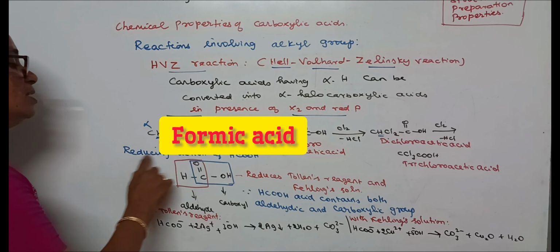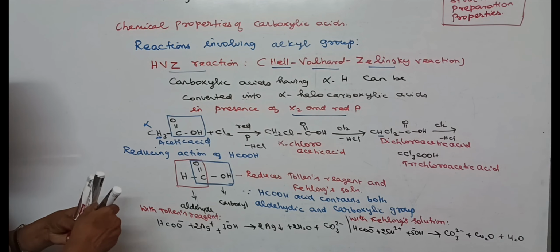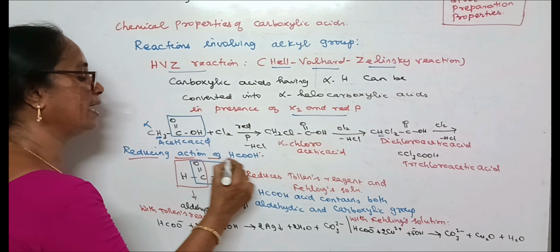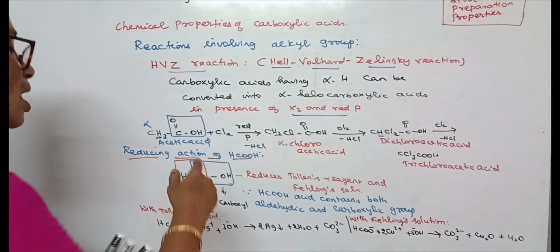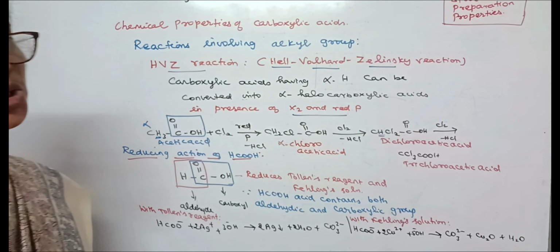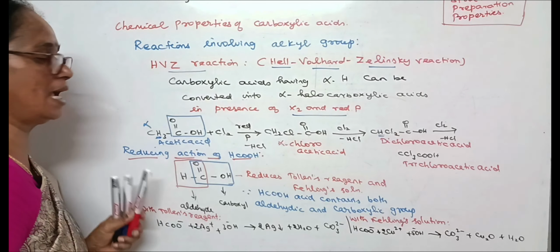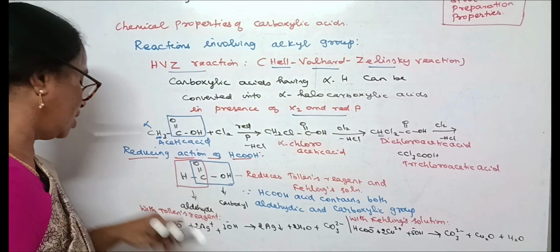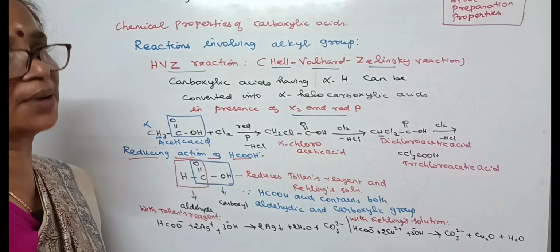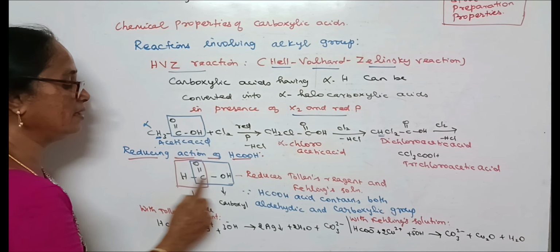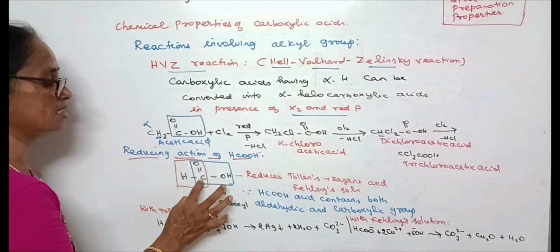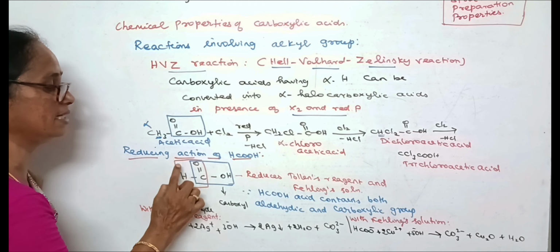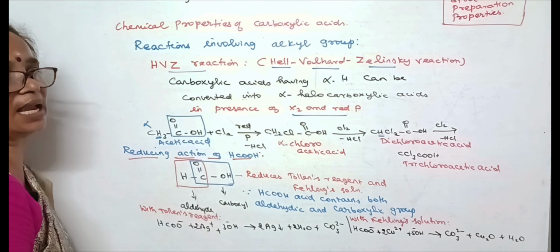Then reducing action of formic acid. This is a very important reaction because all other carboxylic acids do not reduce Tollens reagent or even Fehling solution. But only formic acid can reduce the mild oxidizing agents Tollens reagent and Fehling solution. This is because, when we write the structure of the carboxylic acid HCOOH, see this formic acid, it has the aldehydic structure as well as carboxylic acid structure.